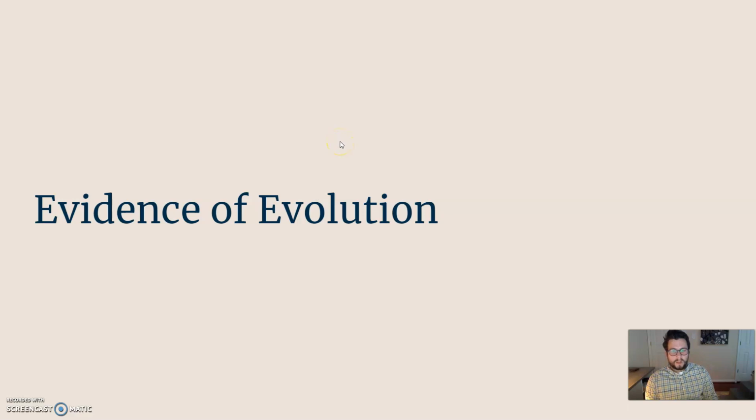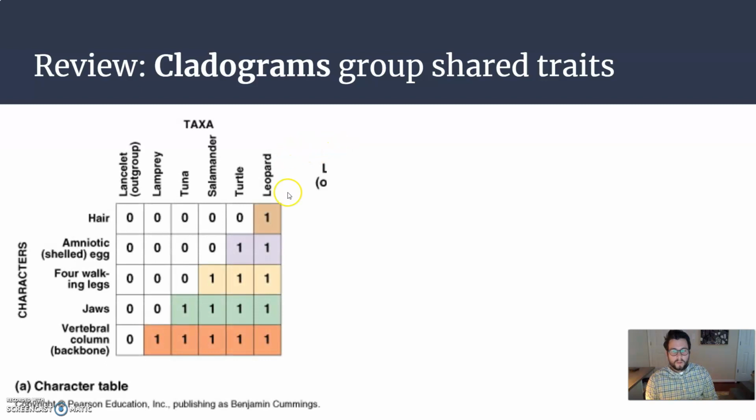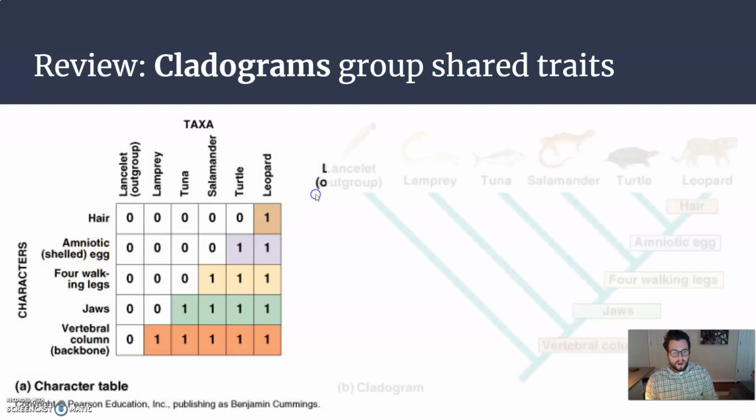So the major categories of evidence, the first one would be anatomy. This is historically what people have often done to compare organisms. So, a basic review of cladograms, that's how we grouped organisms by certain traits. So we could have a backbone, jaws, walking legs, a shell to egg, and hair.